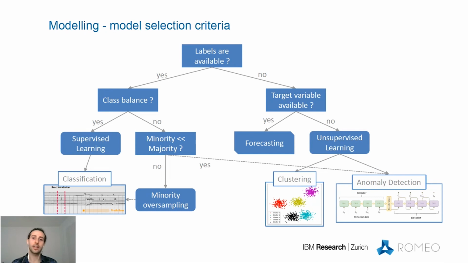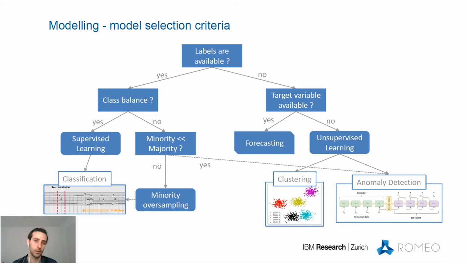So now I'll move to the model selection criteria. Again, after pre-processing, we will move to modeling, and I will explain a bit on how to choose the particular type of approach with machine learning. We start with the first question, which is, do we have labels? If labels are available, then we can ask another question, which is, is there class balance? So do we have balance between the different classes, maybe failure and non-failure in this case? If yes, then we can use supervised learning.